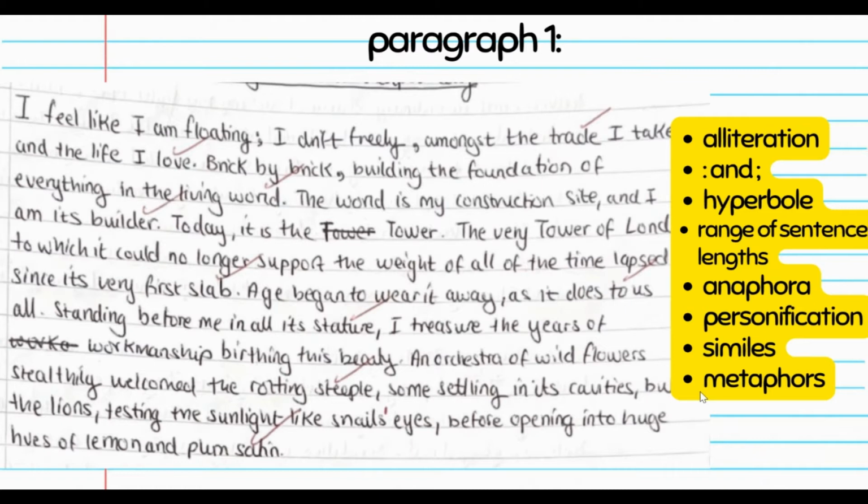So, in this you can see that there's alliteration in that I feel like I'm floating. There's a semicolon and colon use. There's hyperbole in exaggeration. And there's also use of temporal deixis, which is time. And using time in your story is really important. Time markers. So first this happened, then this happened, because it helps with the story. There's a range of sentence lengths. There's anaphora, personification, similes, metaphors. So you can use a whole paragraph, you can use sentences, it's up to you.